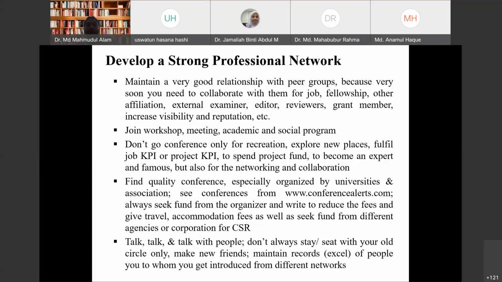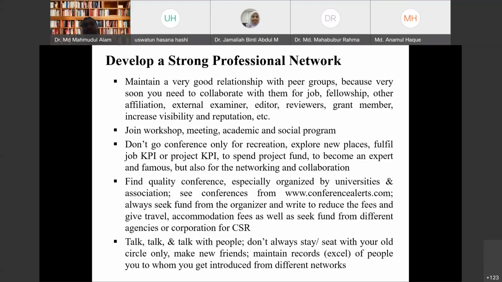Suppose now there are many grants, international grants. Without collaboration, you cannot get them. If you want grants, you need to collaborate. If you want European Union grants, you need to collaborate with European universities. If you want a Japanese grant, you need to collaborate with Japan. If you want Canadian or American grants, you need to collaborate with that country. So now you need friends from there. So build up your network and increase your visibility.